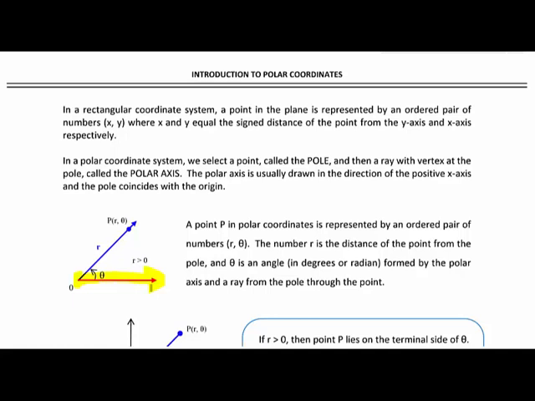A point P in polar coordinates, so here's our point P right here, is represented by an ordered pair of numbers r, theta. Instead of x, y, it's r, theta. The number r is the distance of the point from the pole, so whatever this distance is, and then theta is the angle, it could be in degrees, it could be in radians, that's formed by the polar axis and this ray. So right there's our theta.